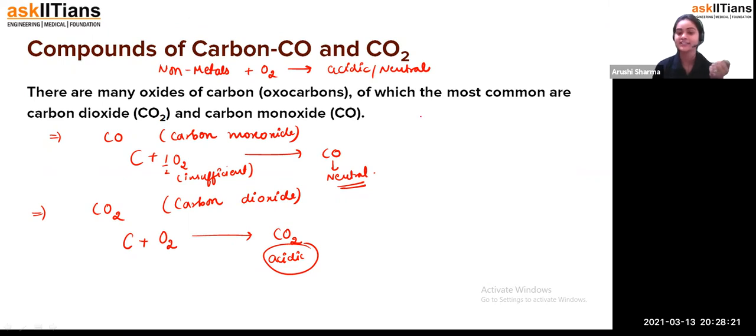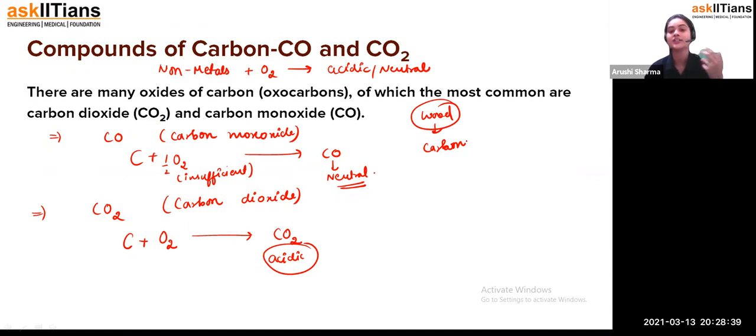Wood. If there is wood and we are burning it in the presence of oxygen, this wood contains carbon only. Okay, and when there is a proper supply of oxygen, it will form carbon dioxide. But if there is not a sufficient supply of oxygen, it will form carbon monoxide.